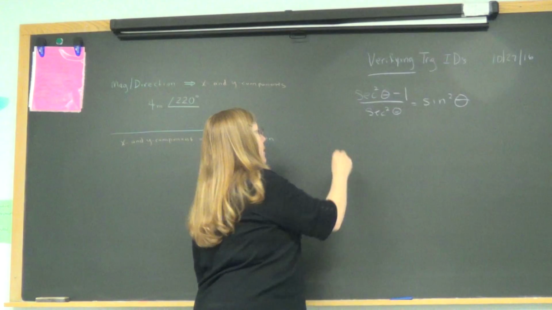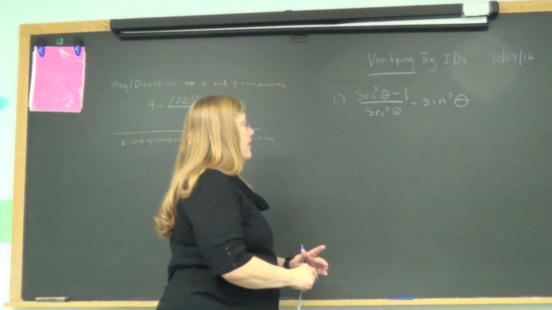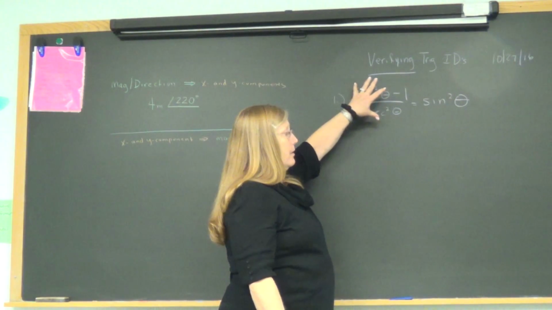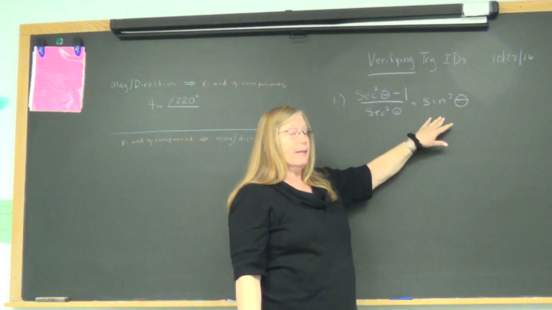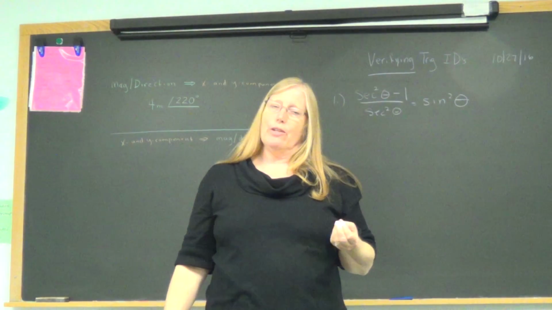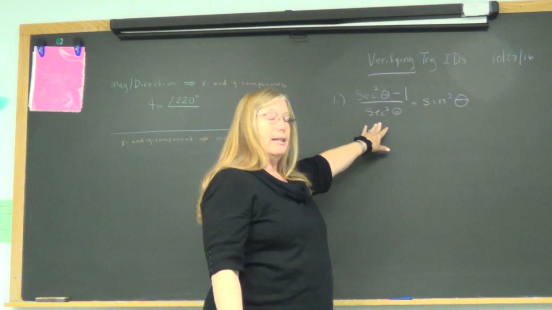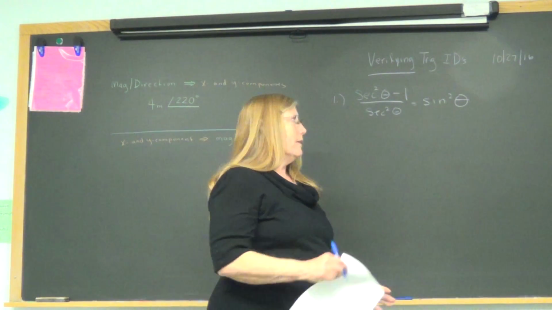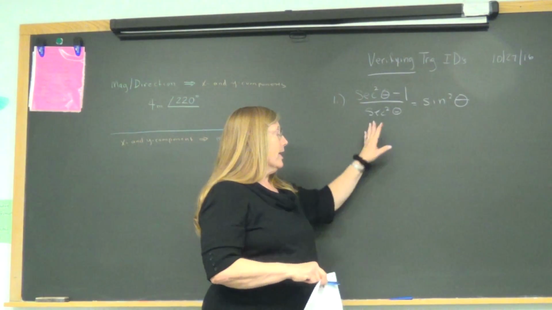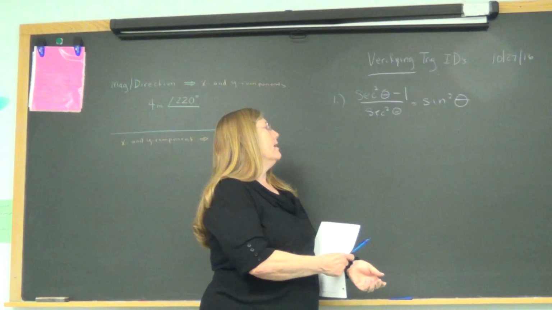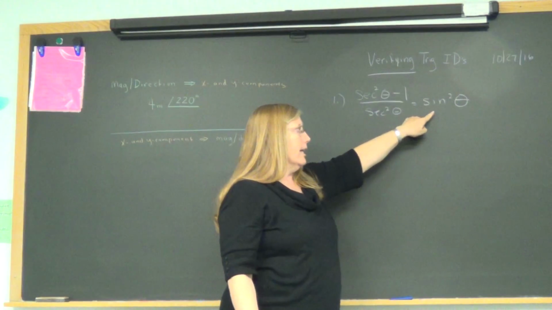So here we have example number 1, and you can see already that there is an equal sign. Like before, I would have given you this expression and not this one, and I would say simplify, and you would have come up with this one. Now I give you the answer, so what I want from you is all the steps in between to get from here to here. In verifying trig IDs, this is a trig identity. This does equal this. So now I know that I start here and I end here.